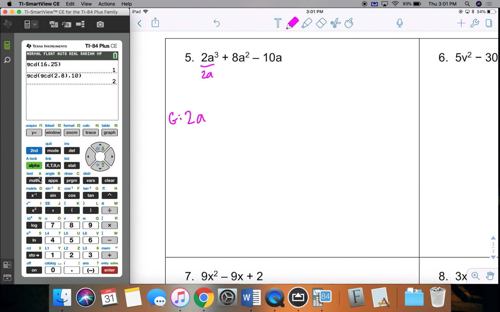So I'm going to divide out a 2A from all 3 terms. So 2 divided by 2 cancels. A cubed divided by A is A squared. 8 divided by 2 is 4. A squared divided by A is just A. Negative 10 divided by 2 is negative 5, and my A's cancel.